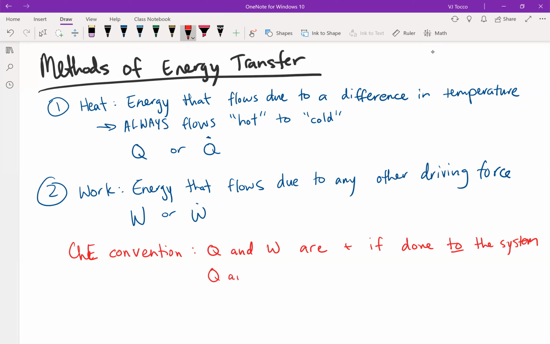So by extension, then Q and W are negative if done by the system. So when you're defining these things, once again, you have to be very careful about what your system is. You have to call the system the right thing, and then you can define what Q and W are, positive or negative. That'll do it for this video. In the next video, I will discuss the energy balance for closed and open systems.